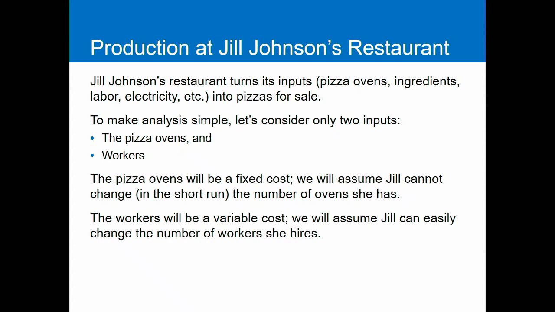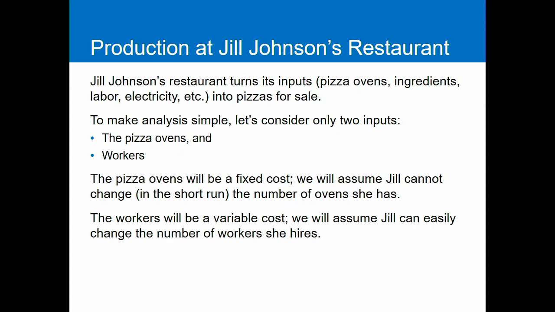So we're going to walk through an example for Jill Johnson's pizza restaurant, like the rest of this chapter. Basically, we're going to really simplify it so that the only two inputs she has are pizza ovens and workers. We're not going to worry about the ingredients, the tables in the restaurant, anything else like that. We're literally just looking at workers and pizza ovens. The pizza ovens are going to be fixed.